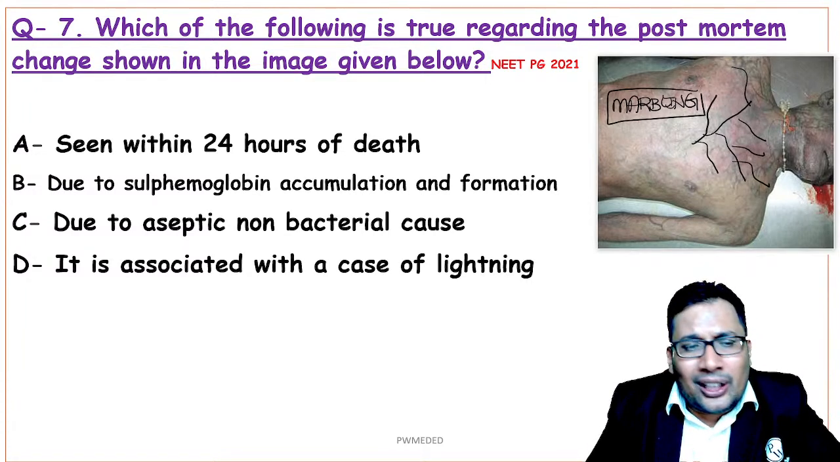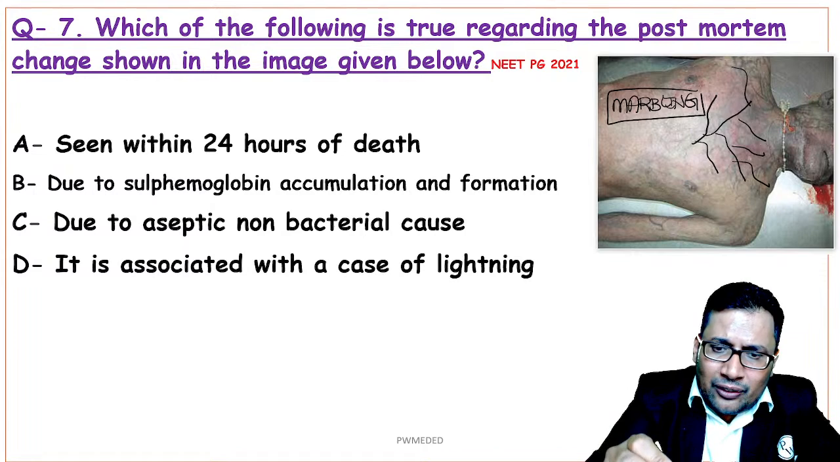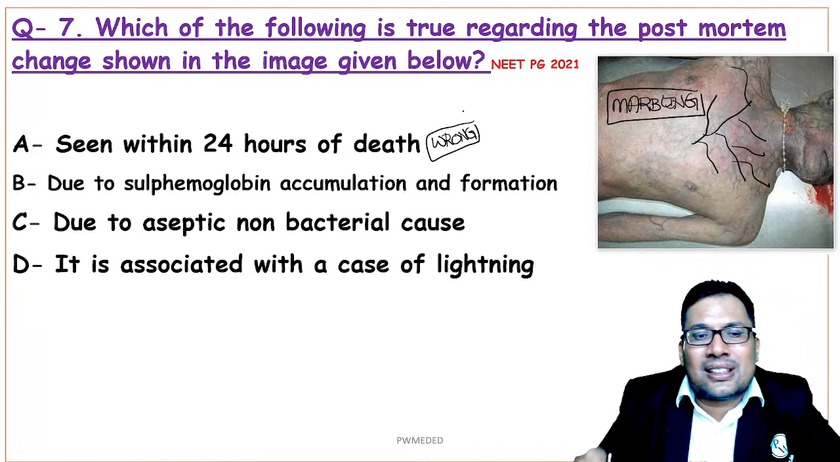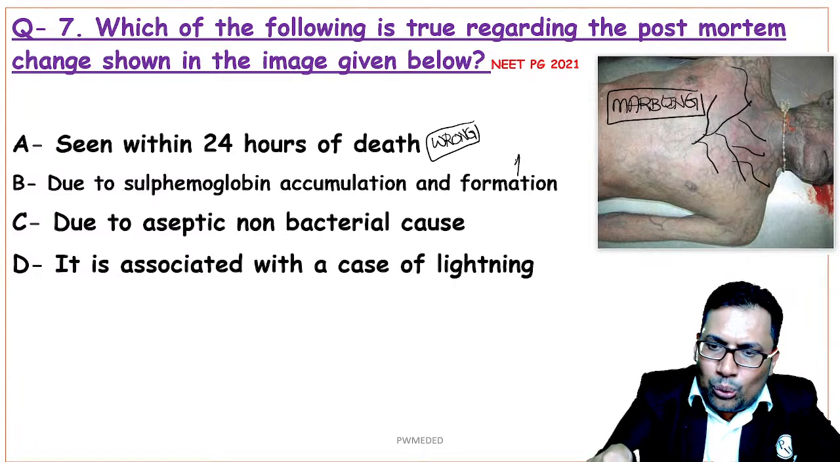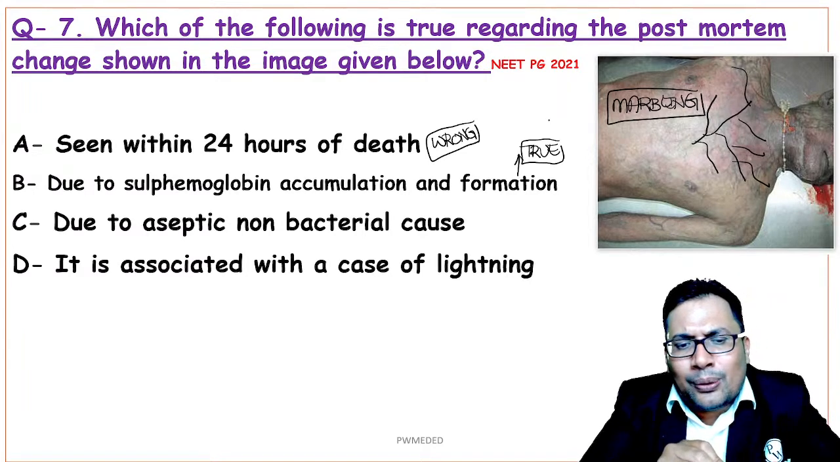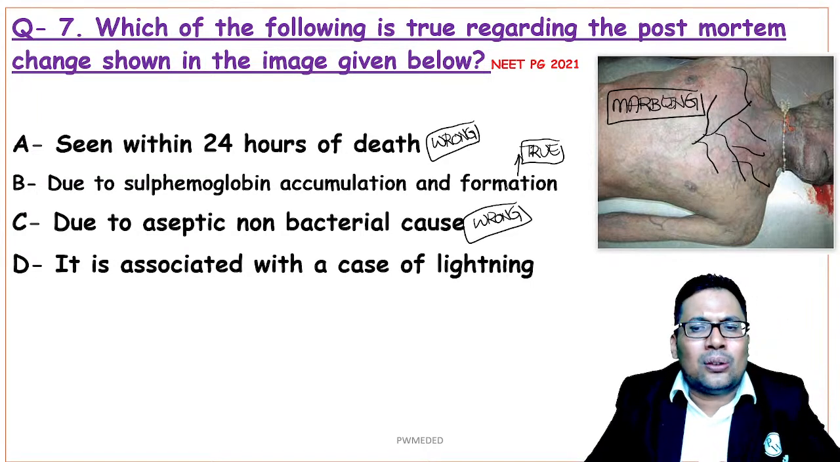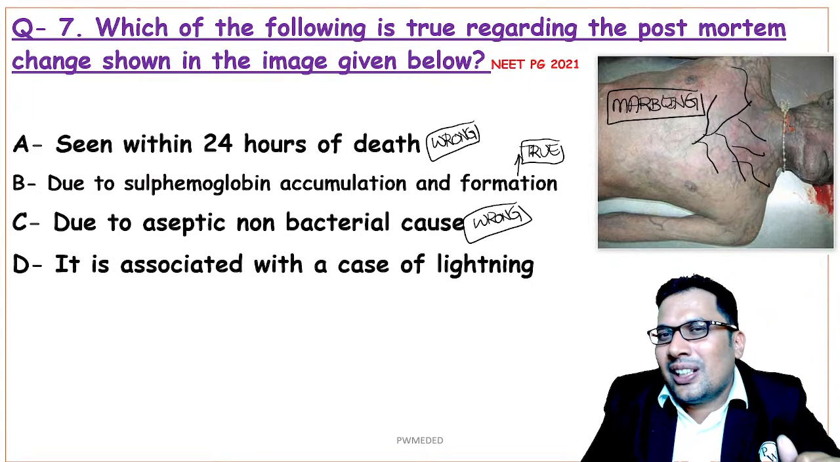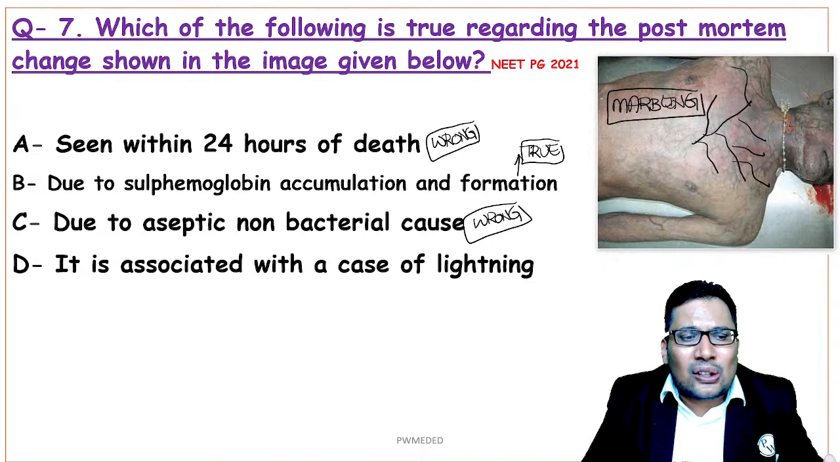It is seen usually after 24 hours, not before. So 'seen within 24 hours' is wrong. 'Due to sulf-hemoglobin' is a true statement. 'Due to aseptic non-bacterial cause' is a wrong statement; it is due to a bacterial cause. Putrefaction is caused by Clostridium welchii, a gas gangrene type of bacteria. So the answer is not C.